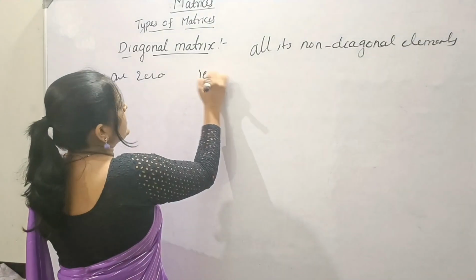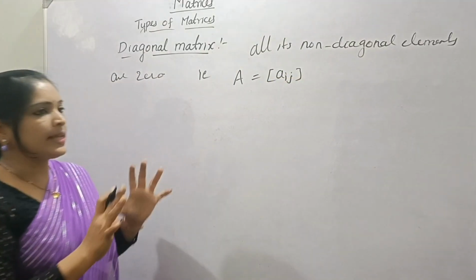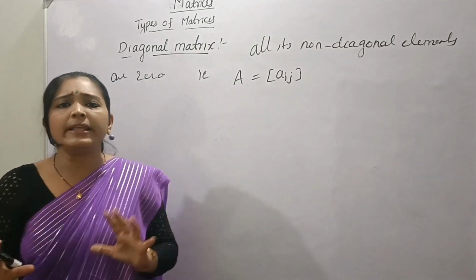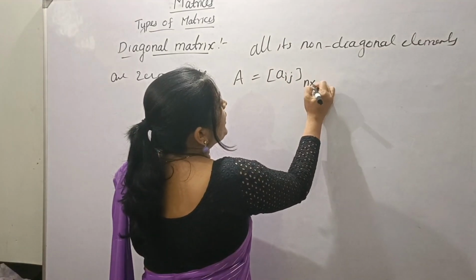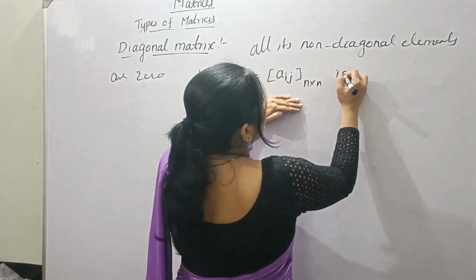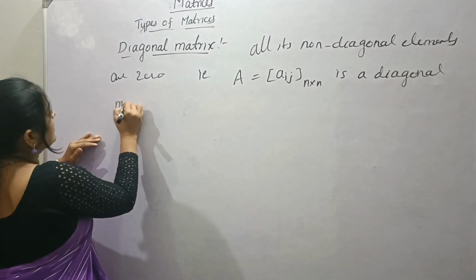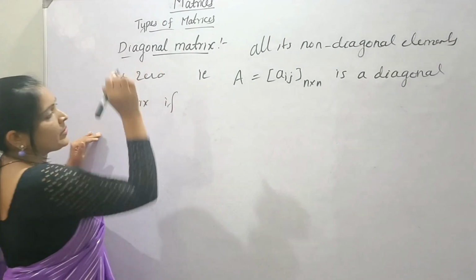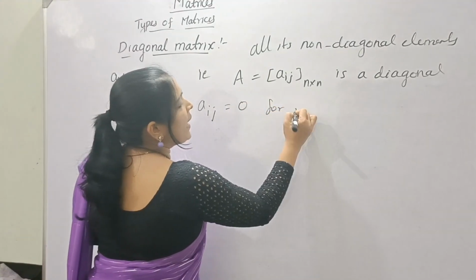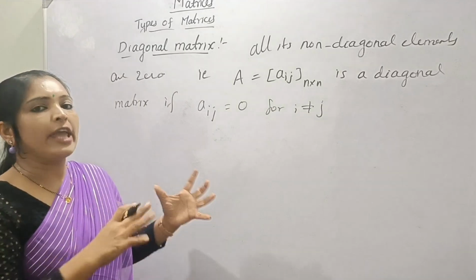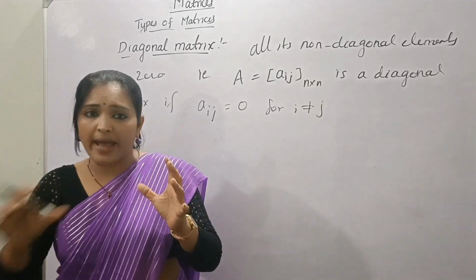In other way, let us take a matrix A is equal to Aij. Matrix Aij means Aij are all the elements of the matrix A. Suppose it is a matrix of order n by n. It is a diagonal matrix if Aij is equal to 0 for i not equal to j. When i is equal to j, all the elements are diagonal elements.